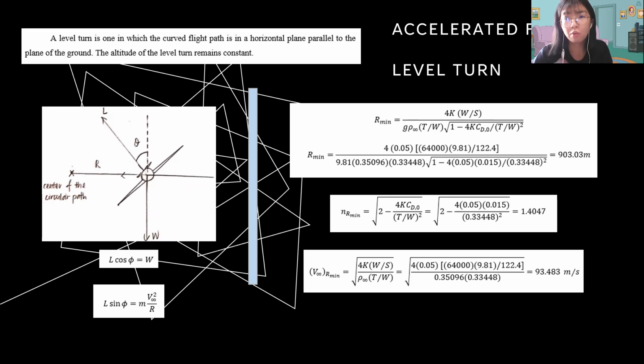So our weight in level turn is equal to lift cos of the bank angle, while our centripetal force, mv squared over r, is equal to lift sin of the bank angle. The minimum radius is about 900 meters, while the load factor at this minimum radius is about 1.4. The flight velocity at this minimum radius is about 93 meters per second.